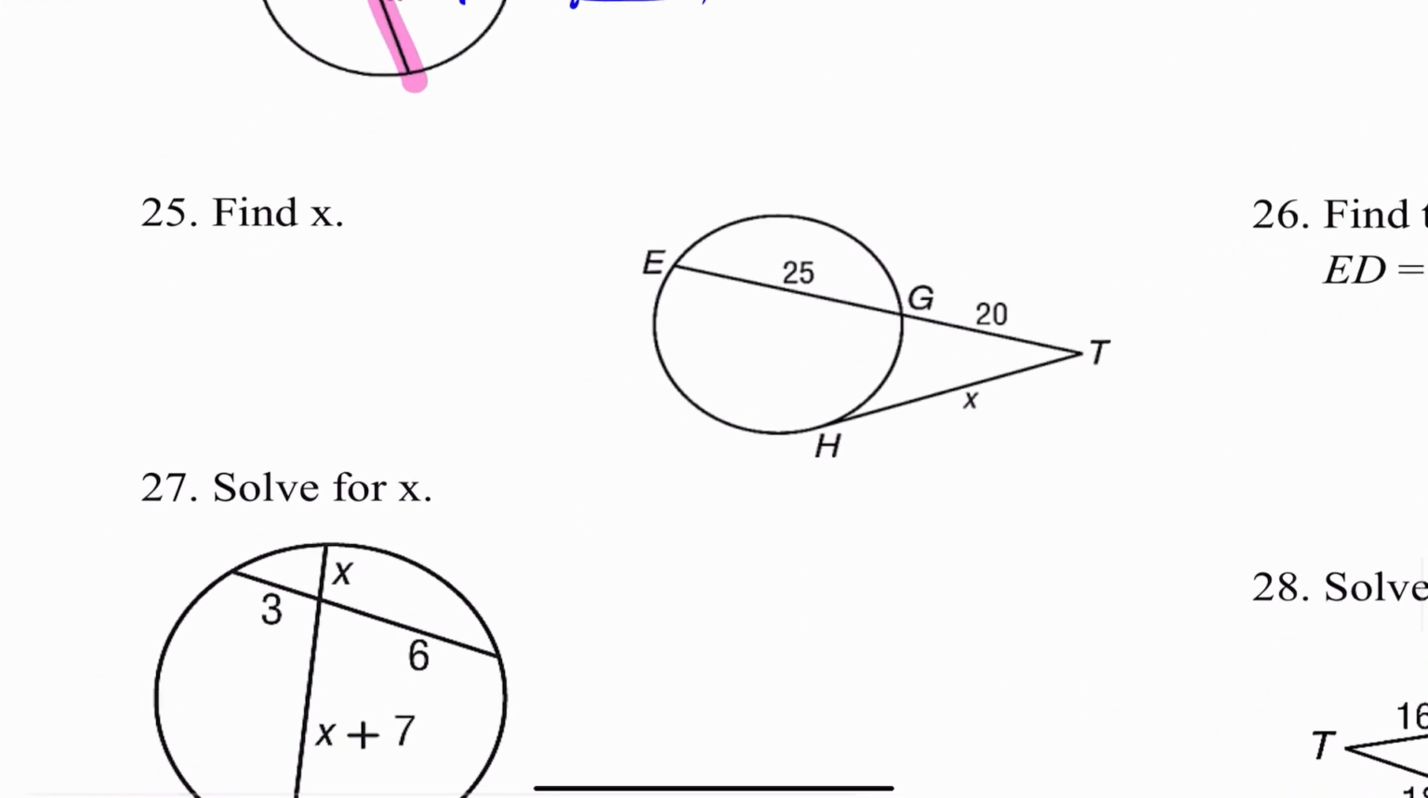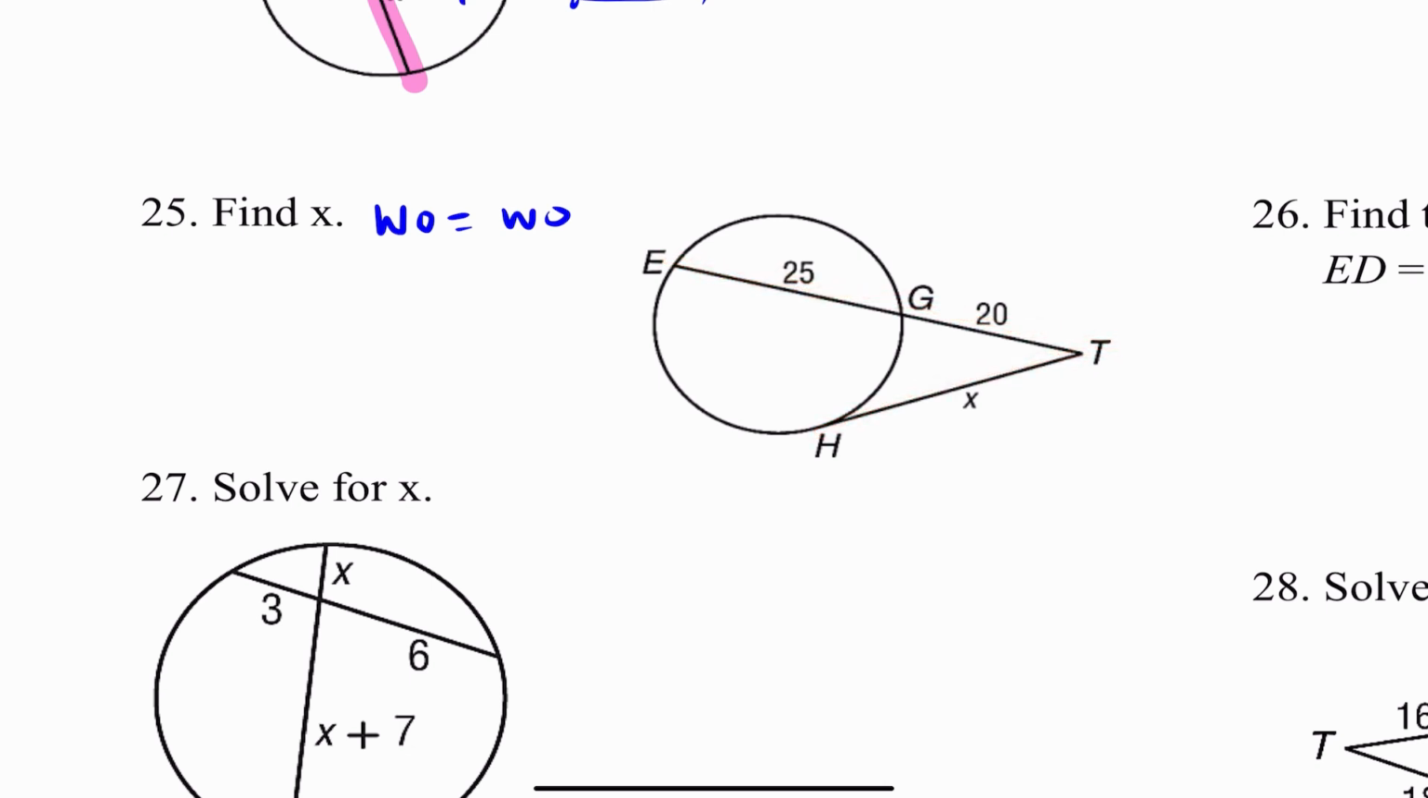Number 25. Find x. Okay, so yes, you can see that the vertex is outside of the circle, and you could assume that you will do the big arc minus the small arc all over 2, but we're dealing with segments. We're trying to figure out how long this particular segment is, okay? So remember, the formula for this type of scenario is this. It's WO equals WO.